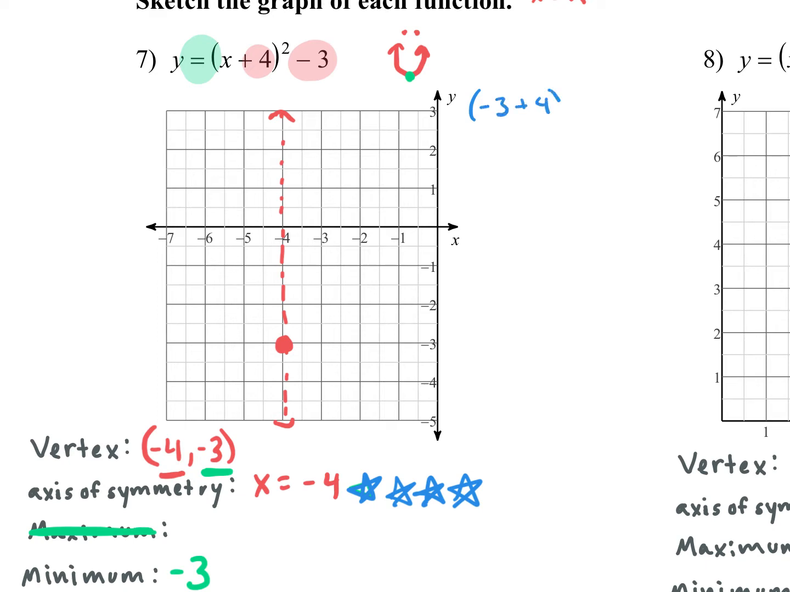It's -3 plus 4 squared minus 3. We have to follow our order of operations. PEMDAS. So what do I do first? Parentheses. What's -3 plus 4? 1. And what's 1 squared? 1. And 1 minus 3? -2. So what did I plug in? -3, and I got -2. So the point that I'm going to graph is -3, -2. So I go to the left to -3, down to -2. So that's another point on my graph.